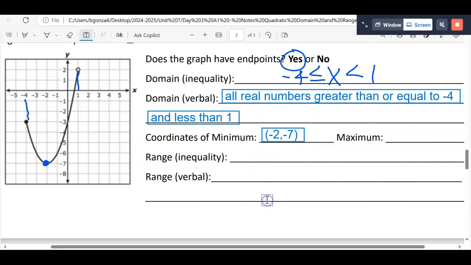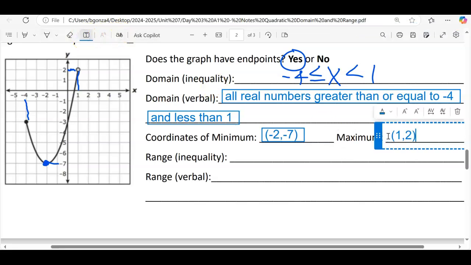Okay. Now, what's the highest point? If you go up, up, up, up, up, the highest it goes is right here at +2. Okay. So +2 is my maximum. So this point right here, the coordinates of that highest point is 1, 2. Cool.